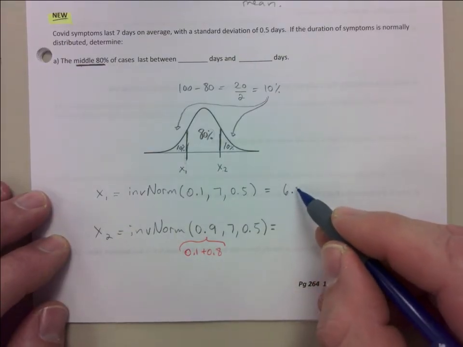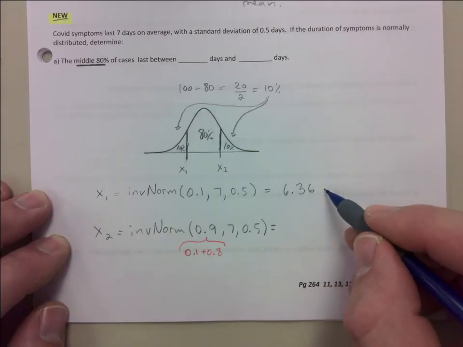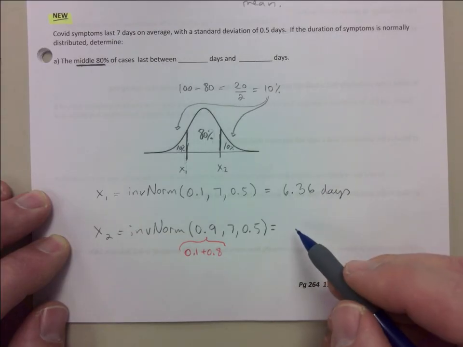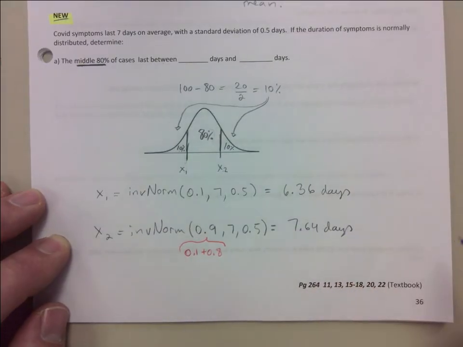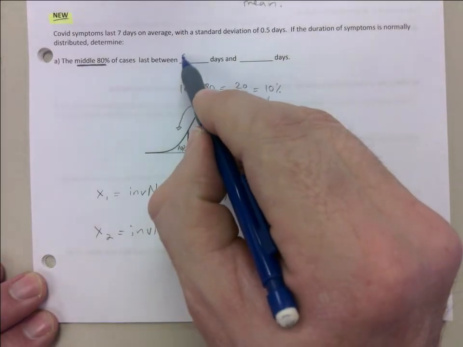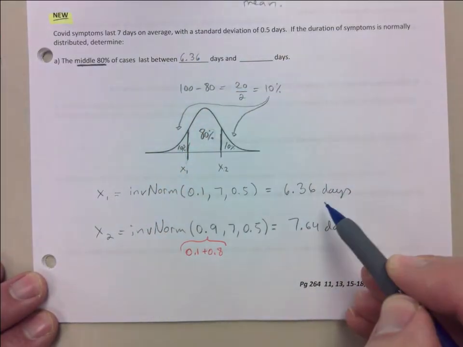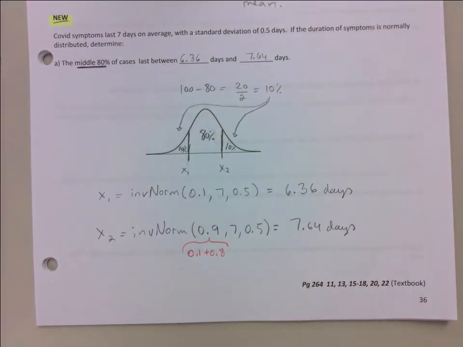I will just give you this already. 6.36 days, and the other one is 7.64 days. So use the symmetry of the normal curve to help you out here. So now you could just plug this in: 6.36, 7.64. So now you know how to do something like that.